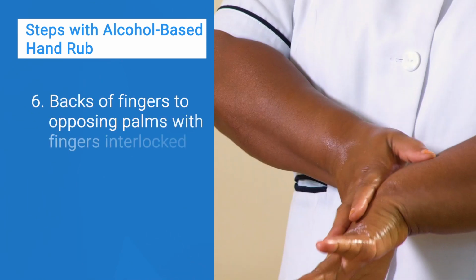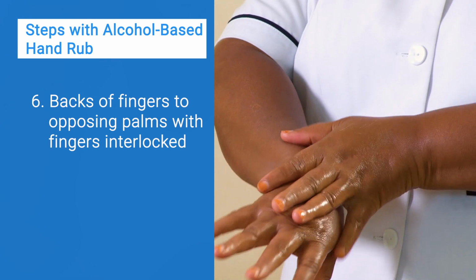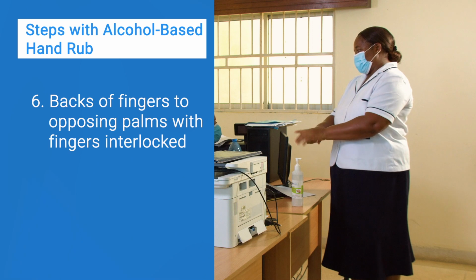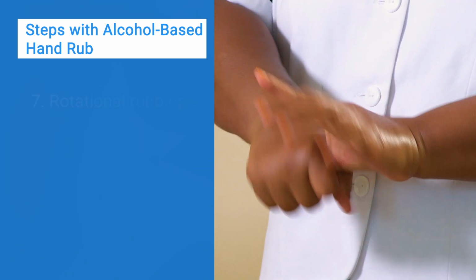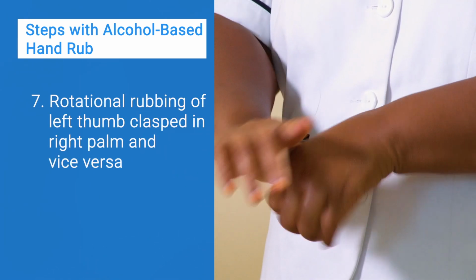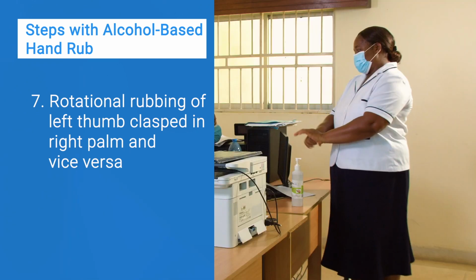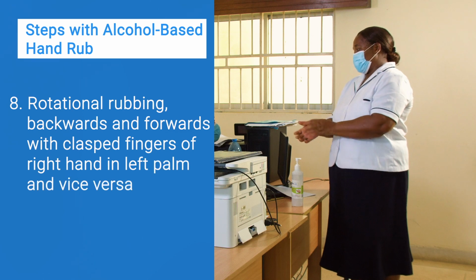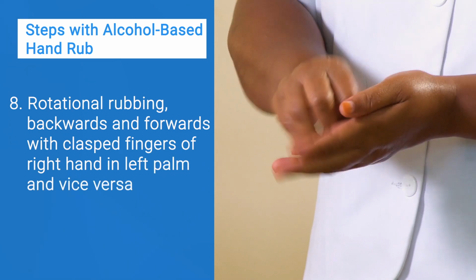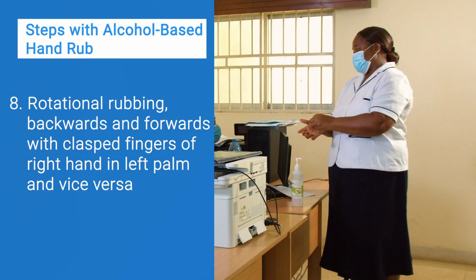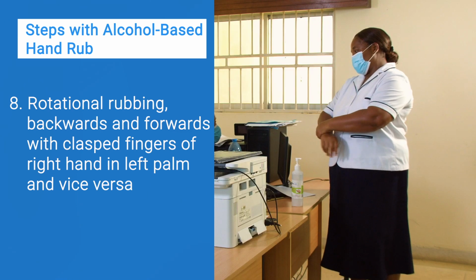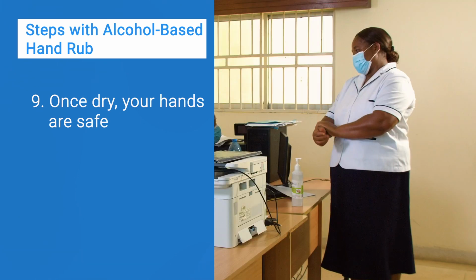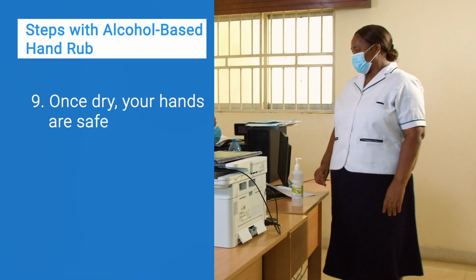Backs of fingers to opposing palms with fingers interlocked. Rotational rubbing of left thumb clasped in right palm and vice versa. Rotational rubbing backwards and forwards with clasped fingers of right hand in left palm and vice versa. Once dry, your hands are safe. Remember to do this process for at least 20 seconds.